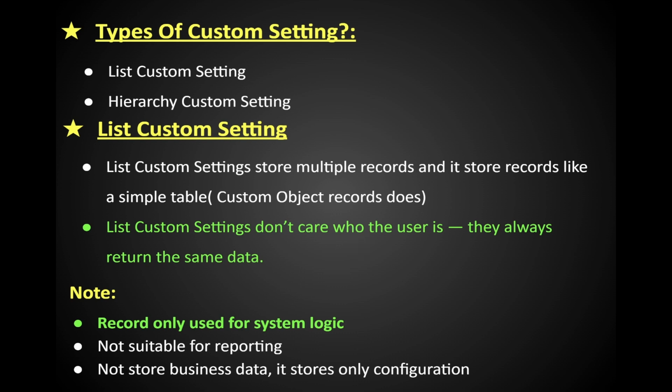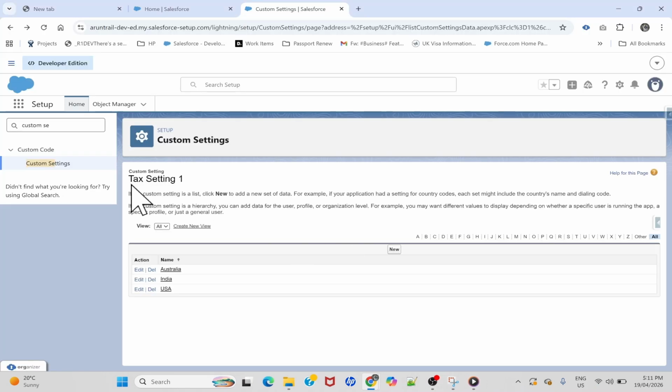List custom setting stores multiple records just like a table. We can say it is similar to custom object records. The way we create custom object records and store them, list custom setting behaves the same. You can see this example: I created this list custom setting, tax setting one. I created three records for Australia tax rate, India tax rate, USA tax rate. This is the same as custom object records, which we see in rows or in a table.